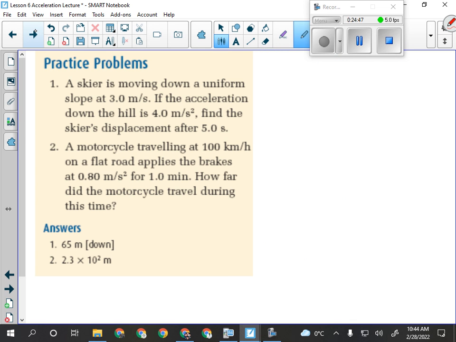All right, try those two. They both involve that formula. And neither one asks for time, so yeah, you're good there.